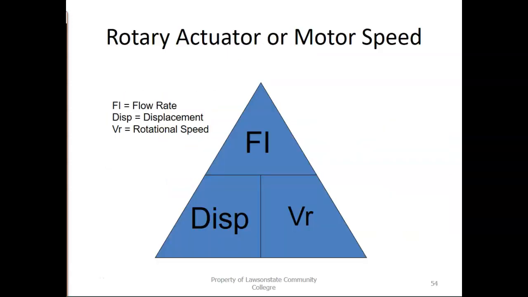So with a rotary, I love it when I cannot pronounce stuff. A rotary actuator or motor speed. In order to calculate this, you have to have the flow rate versus the displacement and rotational speed or velocity. Okay. I won't make y'all actually know this. This is just another formula you can use.